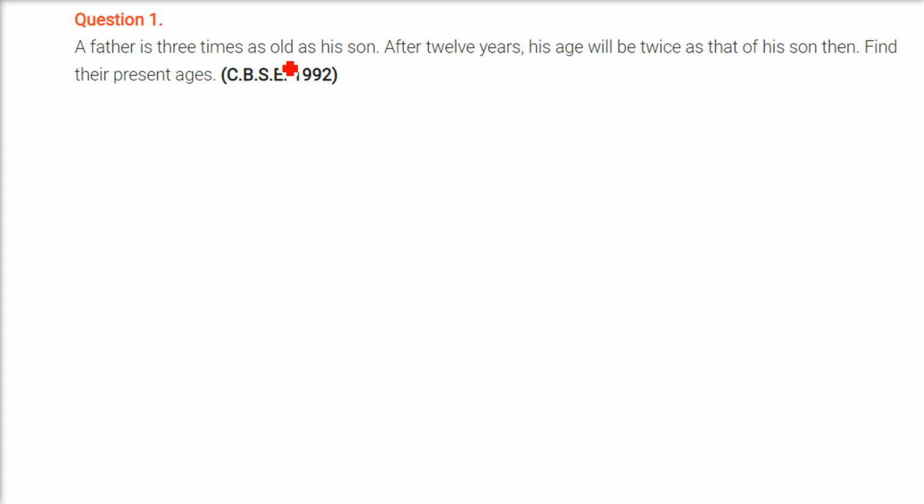How do we do it? I'll give you a very detailed example of the first one, so that we can just go through the other questions. A father is 3 times as old as his son. So whenever this case is there, we assume that X is the age of father, and the age of son is Y.